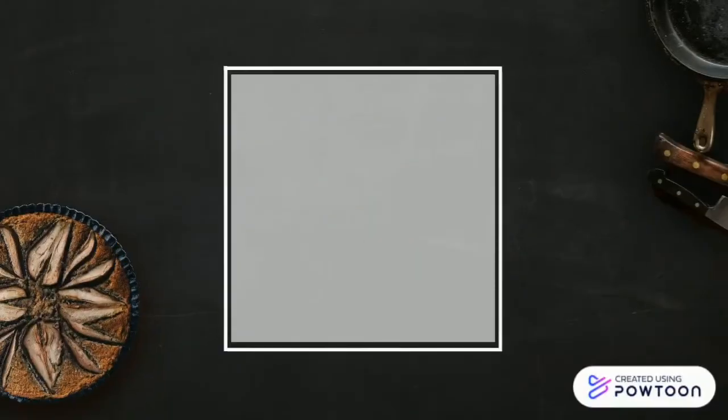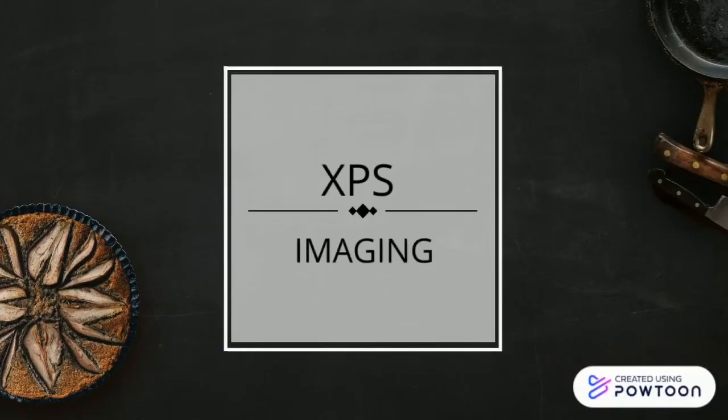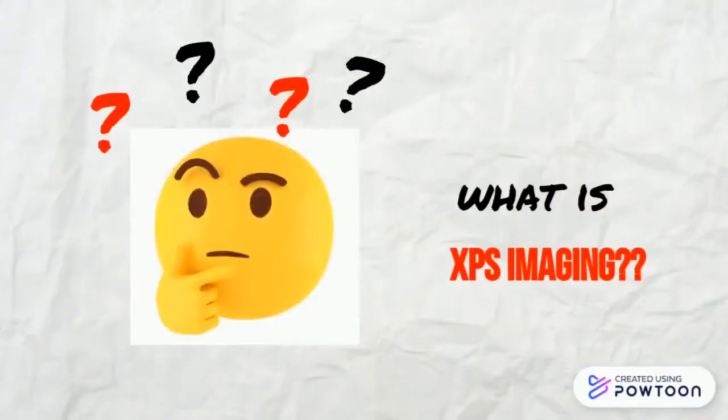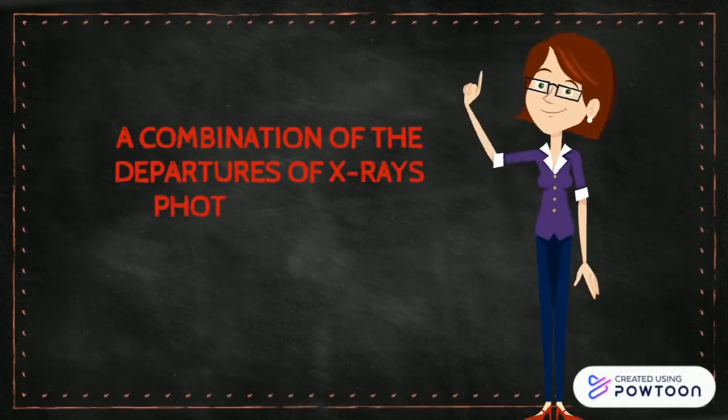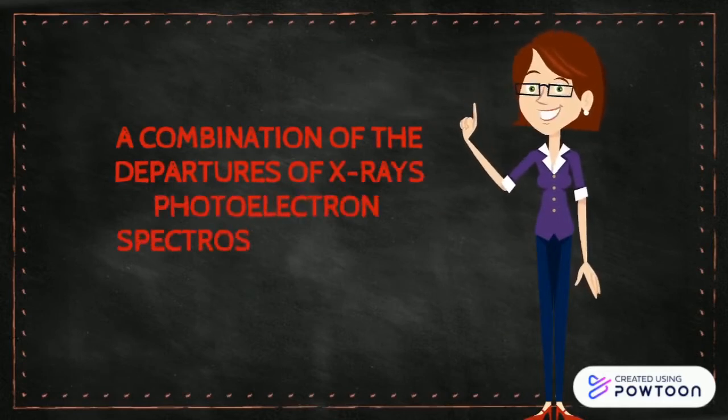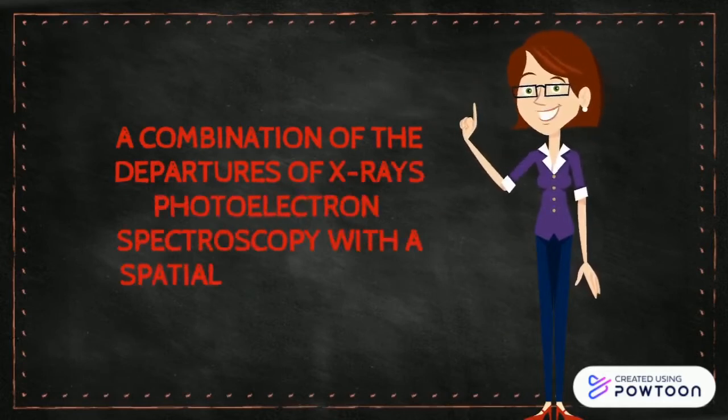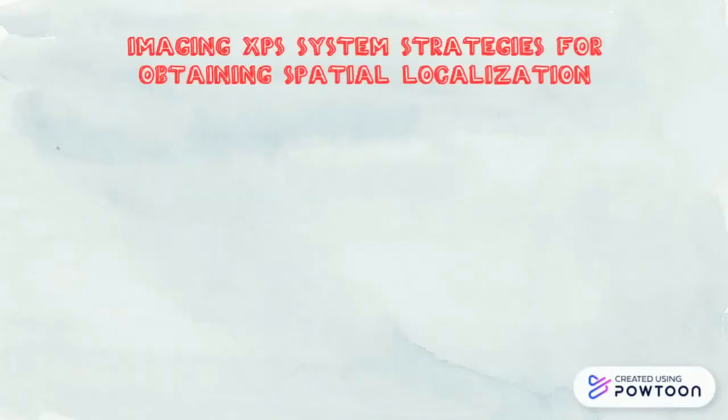Hi, today I'm going to present about XPS imaging. What is XPS imaging? XPS imaging is a combination of the features of X-ray photoelectron spectroscopy with spatial localization. There are three imaging system strategies for obtaining spatial localization.